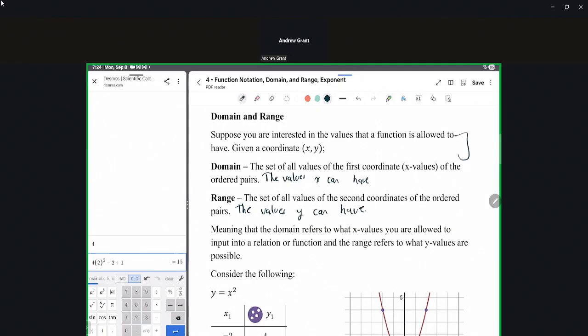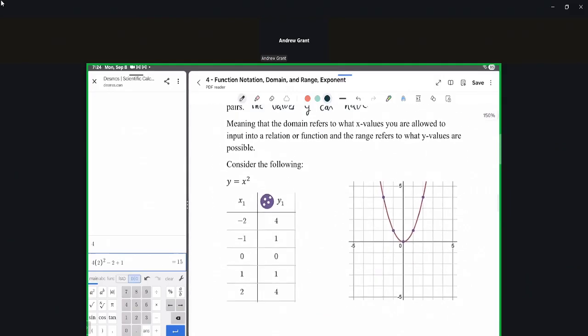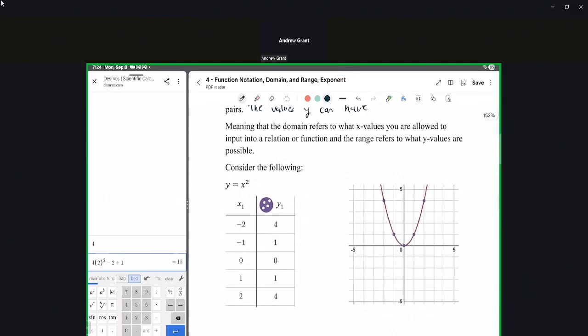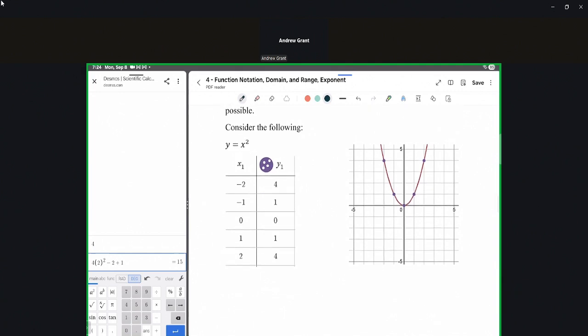That's it. So we are not going to talk about how to define these things in detail. Here we have the quadratic again, y equals x squared. Here's the table of values, and this is what it looks like. And so the question we might be interested in is, what is the domain and what is the range?